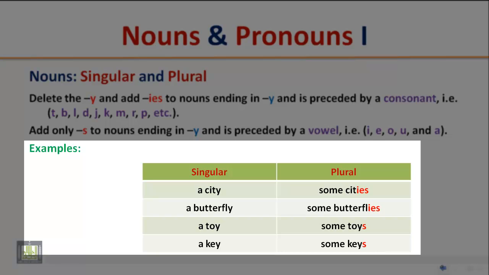A city, some cities. A butterfly, some butterflies. Notice that the word city ends in Y and the Y is preceded by the consonant letter T. So, in this case, we delete the Y and we add IES. A toy, some toys. A key, some keys. Notice in this example, the Y is preceded by a vowel O. So, in this case, we add only S.